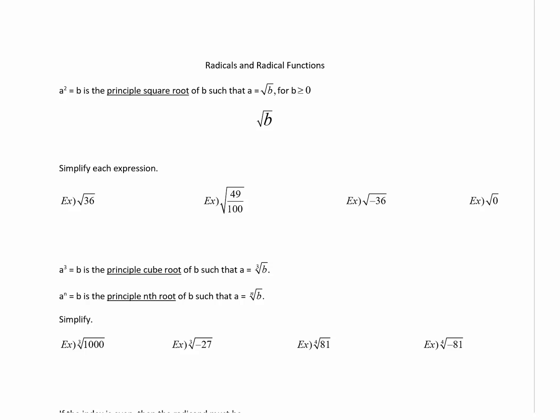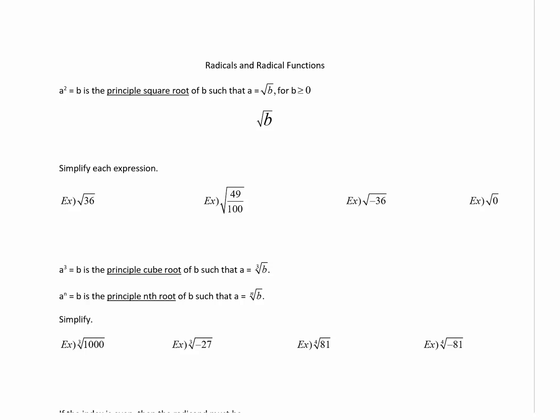In this video, we're going to talk about radicals. So let's start off with a definition. a squared is equal to b is the principal square root of b such that a is equal to the square root of b for b greater than or equal to 0.